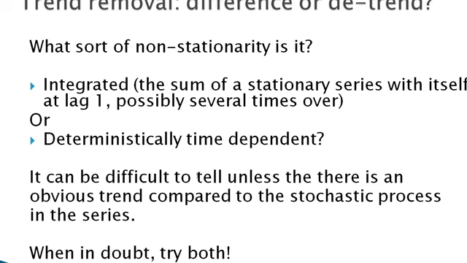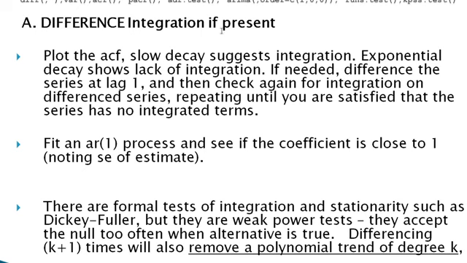It can be quite difficult to tell which of the two to use. When you're in real doubt and it's not obvious that there's a trend, perhaps try using both. We can difference integration away if it's present. One way to tell if integration is present is to see a slow decay. So again, a linear decay in the ACF would suggest that there's integration present. Exponential decay would be suggesting that there's not integration present, and if there's a sharp cutoff, then we've certainly not seen integration.